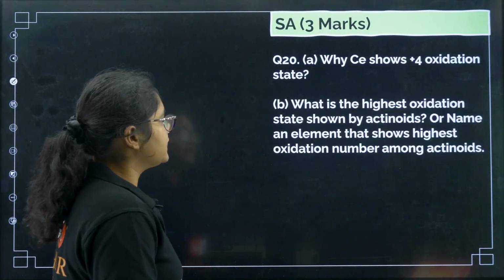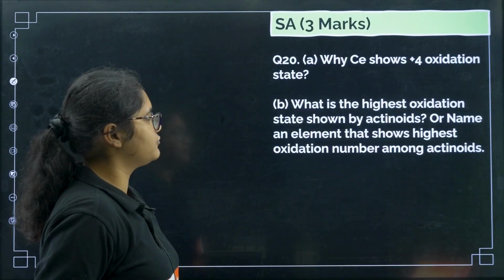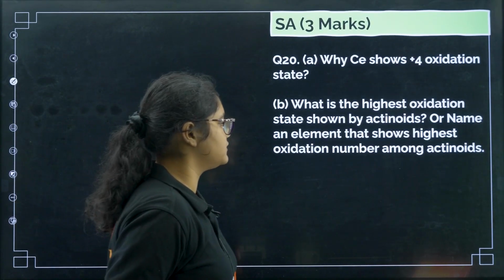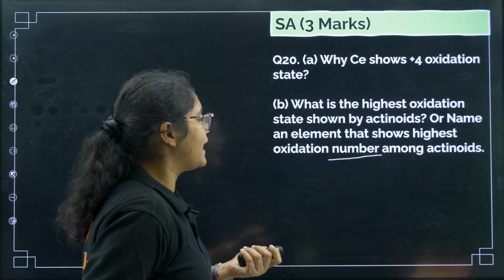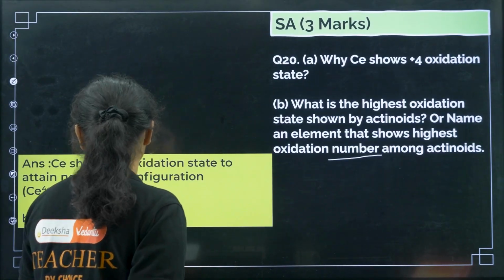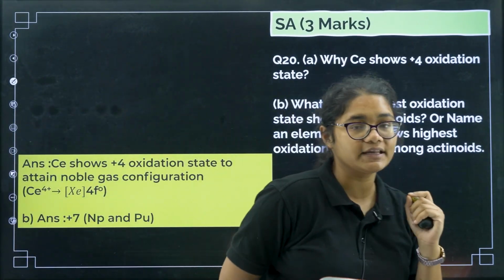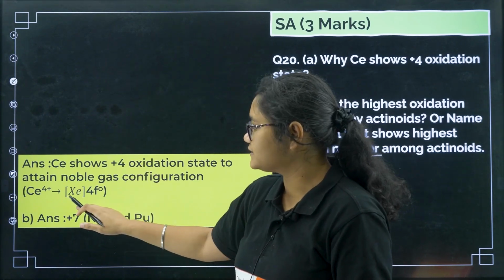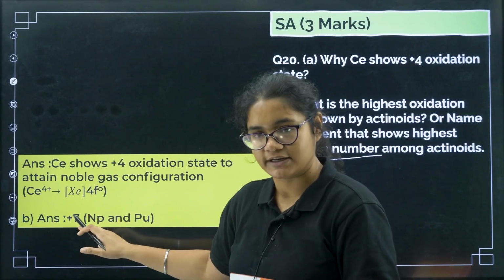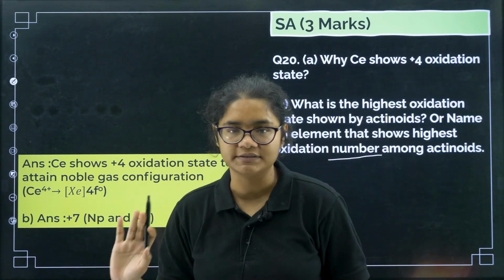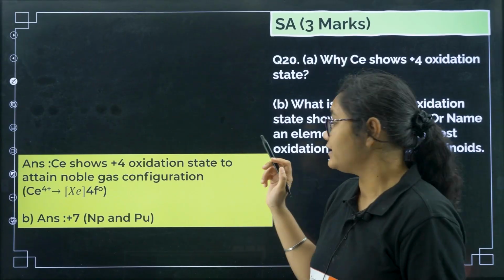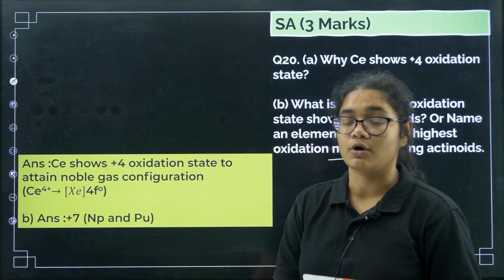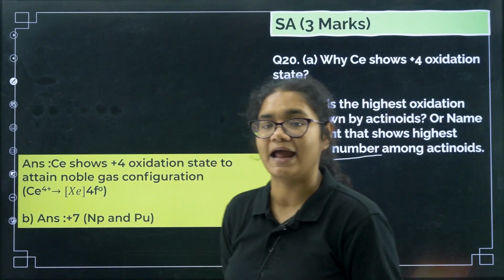Okay. Next, why does cerium show +4 oxidation state? What is the highest oxidation state shown by actinoids, or name an element which shows the highest oxidation state among actinoids? Okay, so cerium shows +4 oxidation state. If you remember, cerium configuration is Xe 4f, right? But if it shows +4 oxidation state, it gets a stable or noble gas configuration, so that is why it shows +4 oxidation state. Now the actinoid element which has the highest oxidation state is neptunium or plutonium, which has an oxidation state of +7, okay, Np and Pu.